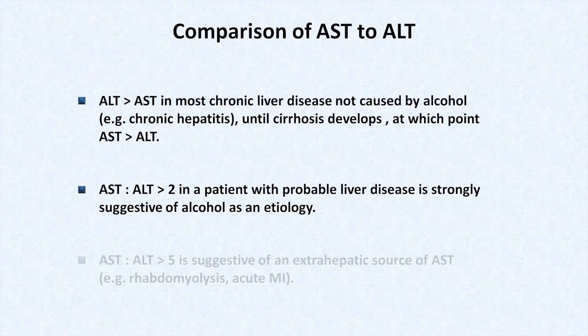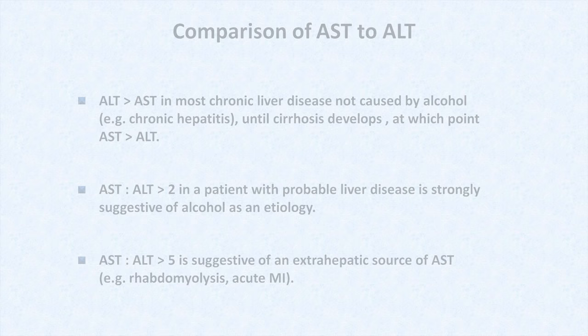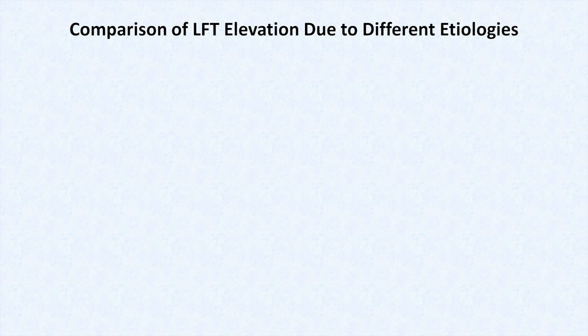An AST to ALT ratio above 5 is suggestive of an extrahepatic source of AST, such as rhabdomyolysis or an acute MI. Among patients with LFT increases due to liver disease, we can use the degree of elevation in formulating a differential diagnosis, since certain diseases result in a stereotypical range of LFT elevation.